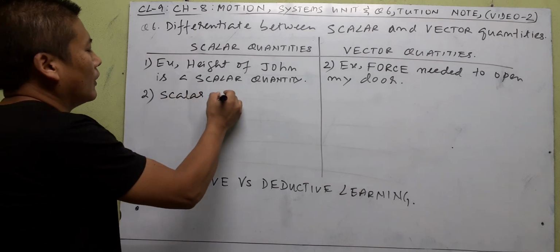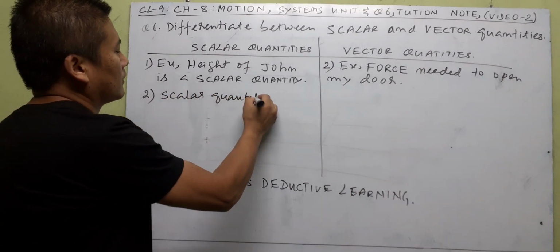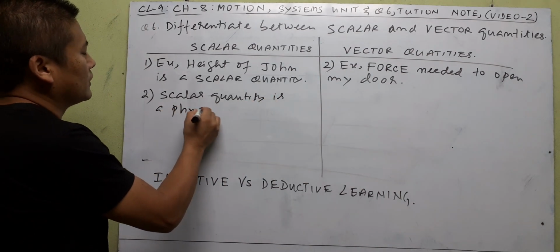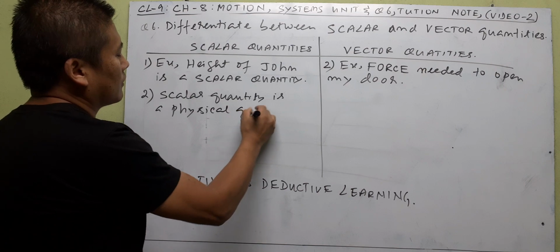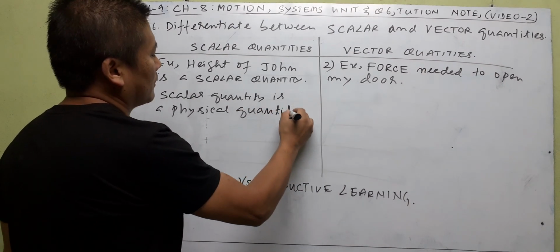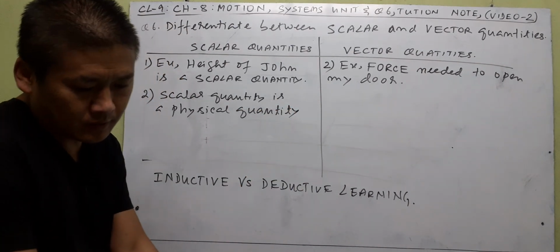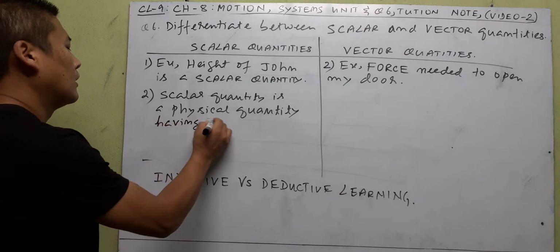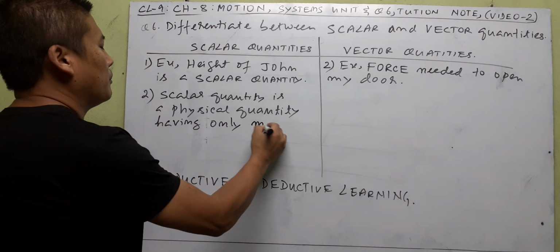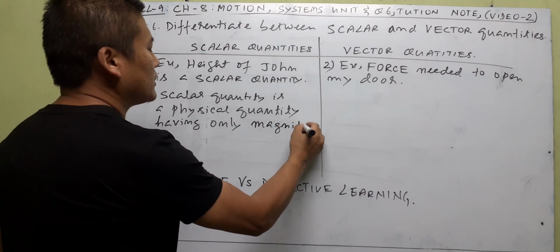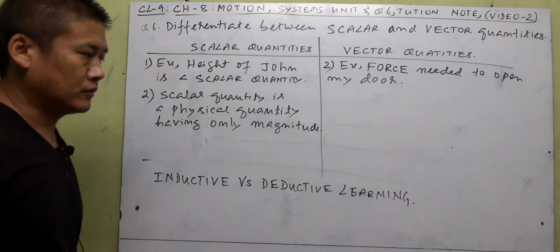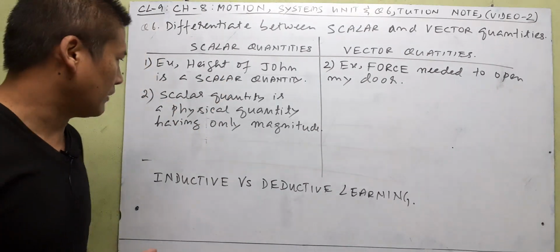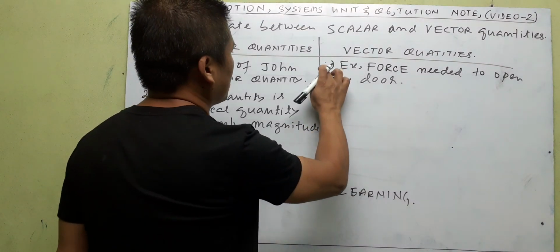1. Scalar quantity is a physical quantity having only magnitude. The direction is not important. So the height of a person is a scalar quantity.